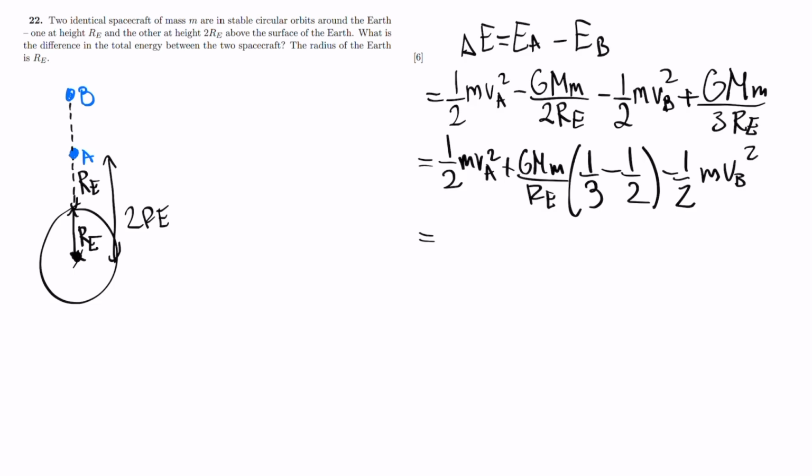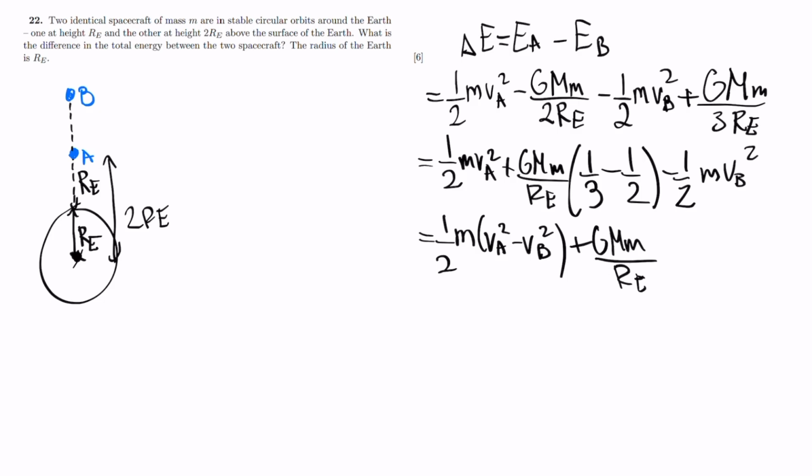So what I'm going to do is group the kinetic energies as well. So I'm going to go a half m, and then we can factorize this out, and what we're going to get is VA squared take away VB squared. And then if we were to tidy up the GMm fraction, we're going to get plus GMm over re.